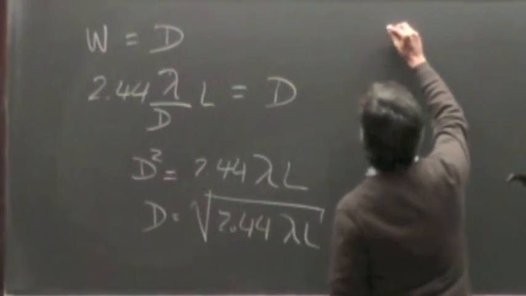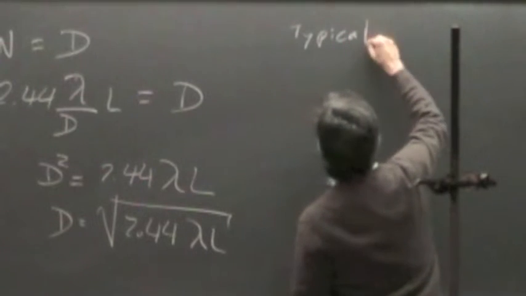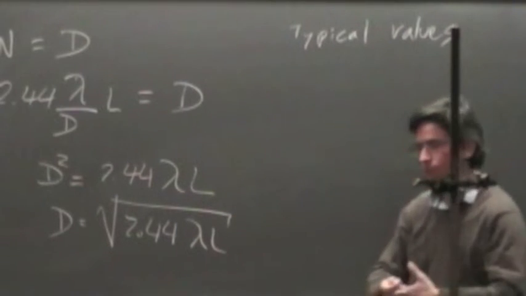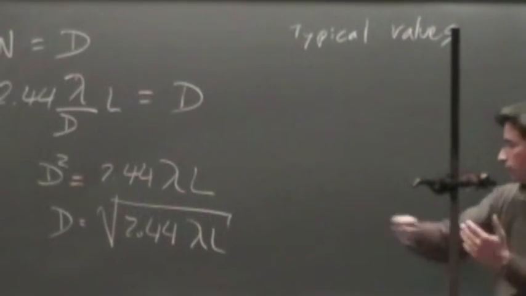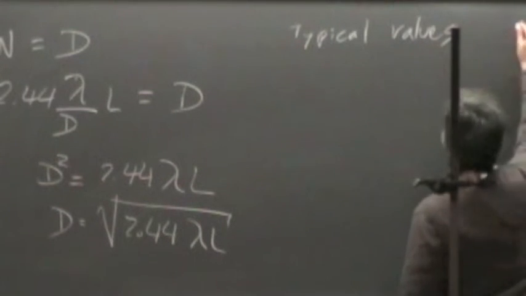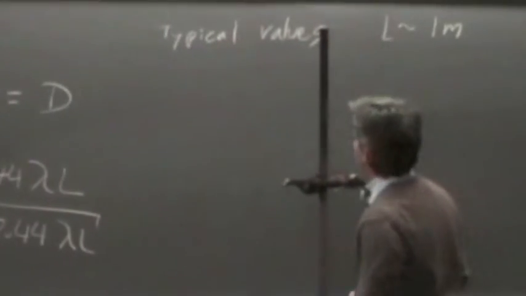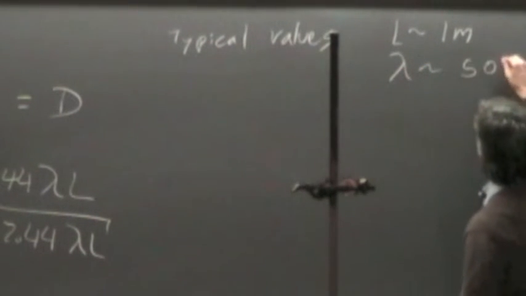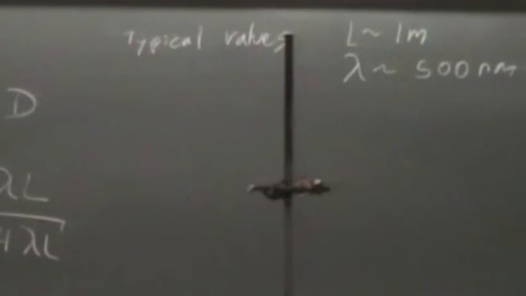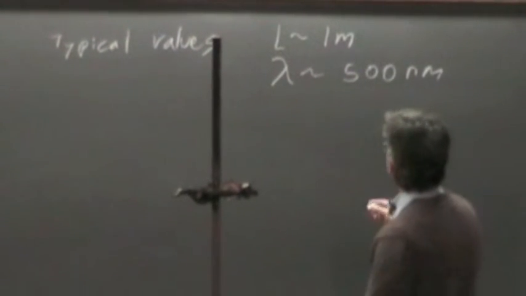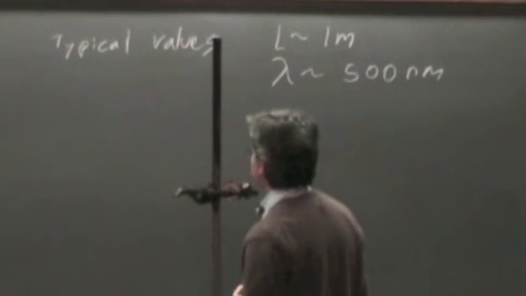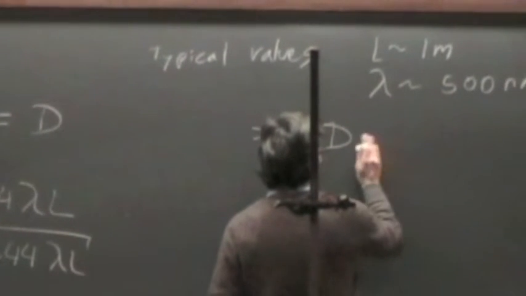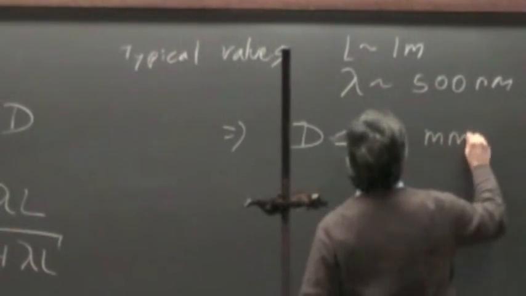So if you replace typical values, like I said, for human experience with rooms, with distances between screen and setups of a meter or a couple meters, let's say that L is about 1 meter. And if we're looking at light, the wavelength is going to be of the order of 500 nanometers, between 400 and 700, let's take some value, 500 nanometers. You plug in those two numbers, you will get a diameter for the pinhole of about 1 millimeter.